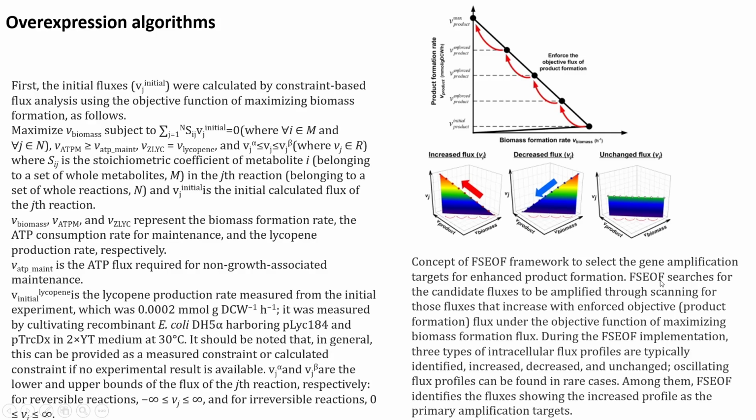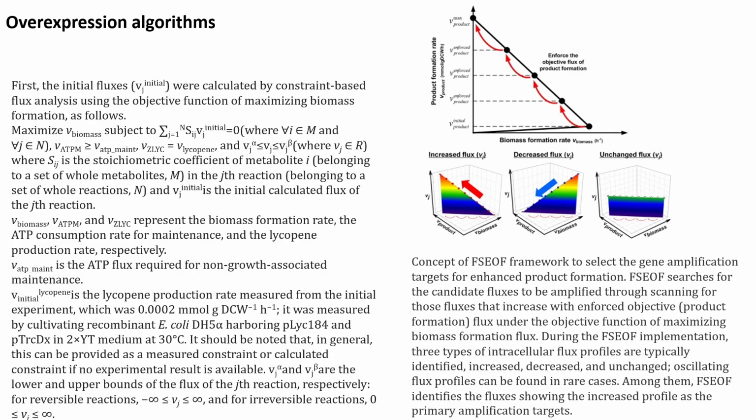FSEOF searches for the candidate fluxes to be amplified by scanning for those fluxes that increase with the enforced objective. Your enforced objective here is product formation. You're trying to increase your product formation, and you scan through the candidate fluxes to see whose fluxes are increasing with increasing product formation. It's a similar concept.